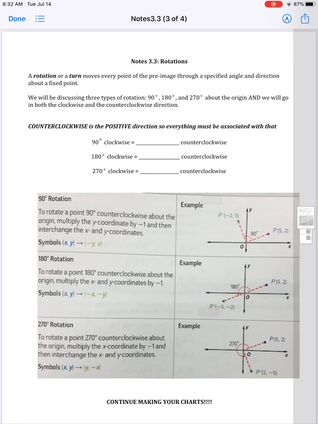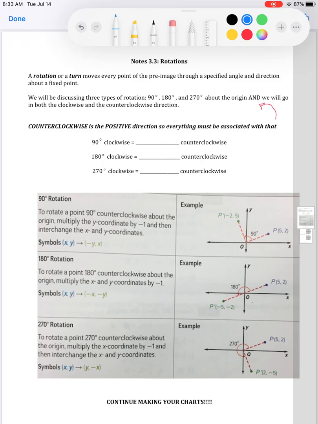All right, third type of transformation. So we've done reflections, we've done translations, now we're at rotations. A rotation is a turn. It moves every point of the pre-image through a specified angle and direction. We're going to be discussing three types of rotations, 90, 180, and 270, and always about the origin. And we will be going in both the clockwise and the counterclockwise direction.